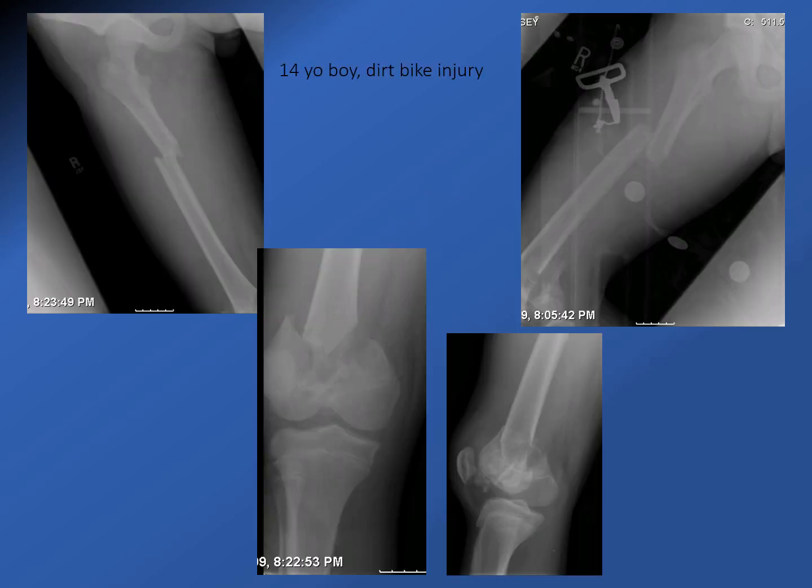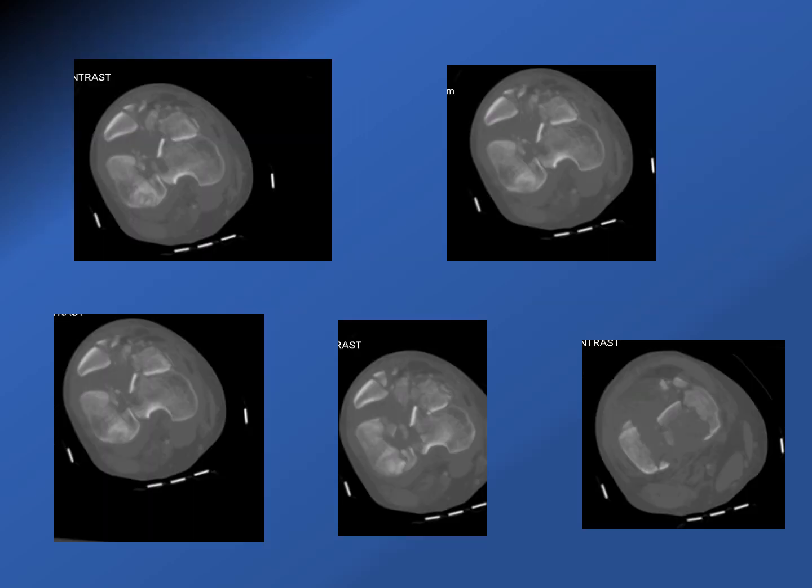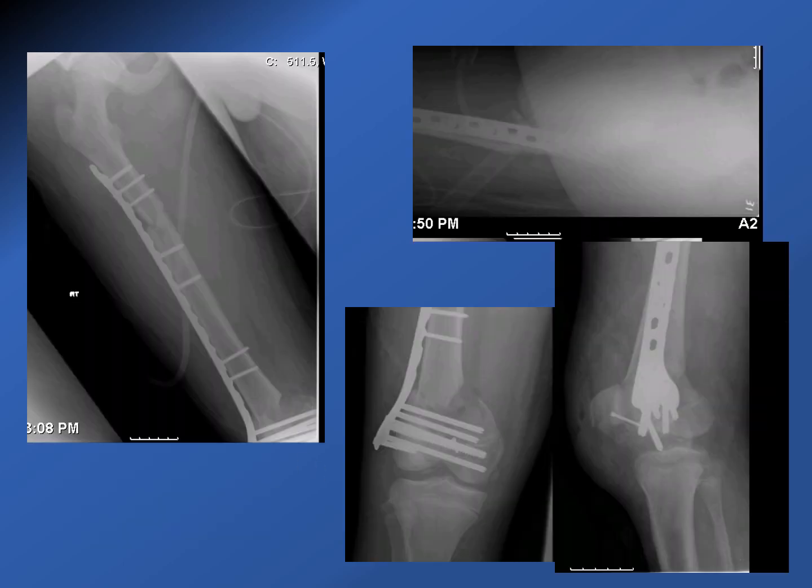This child actually had a shaft fracture and a metaphyseal fracture that also went through the epiphysis, so it was a multi-level fracture of the femur. You can see here in the CT the amount of comminution. There was also a patella fracture associated with that. So all this was fixed using a long plate to fix the epiphyseal, metaphyseal, and the diaphyseal fracture.